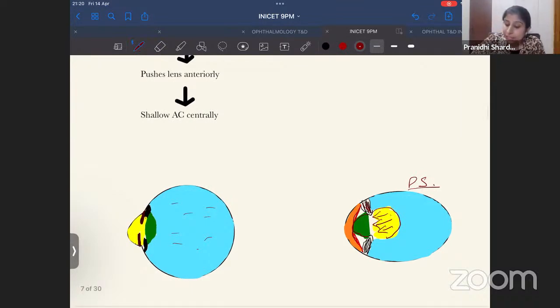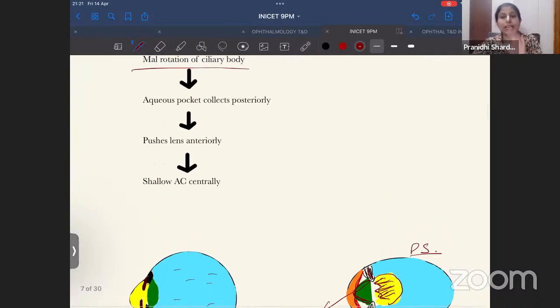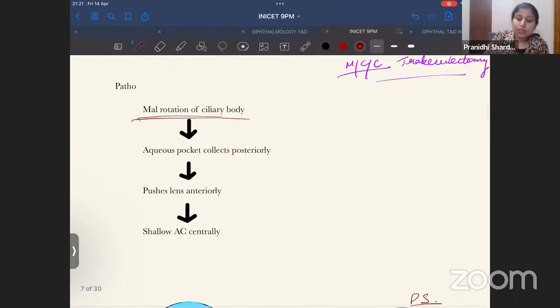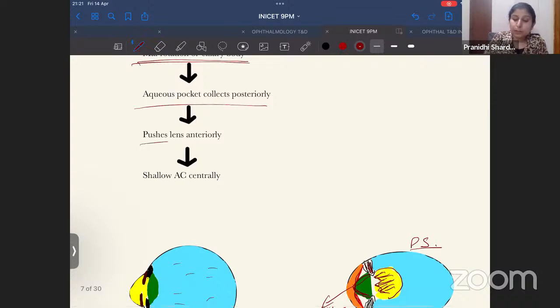Now, the lens is being pushed forward here, so there will be most angle closure, or there will be most shallow angle at the center. So at the center, there will be most shallowing of the anterior chamber. So because of the malrotation, aqueous pockets will collect posteriorly, which will push the lens anteriorly, and there will be shallow anterior chamber.